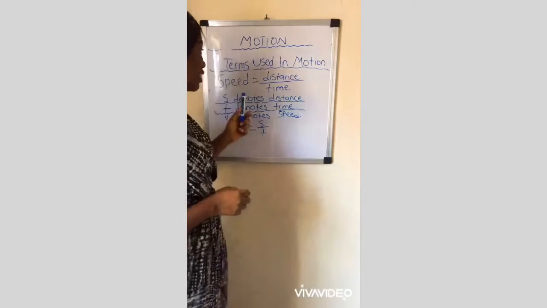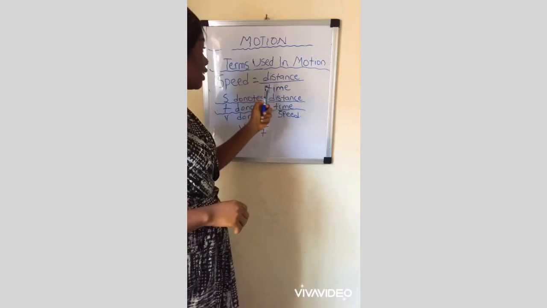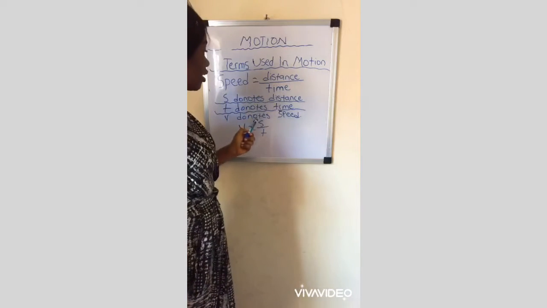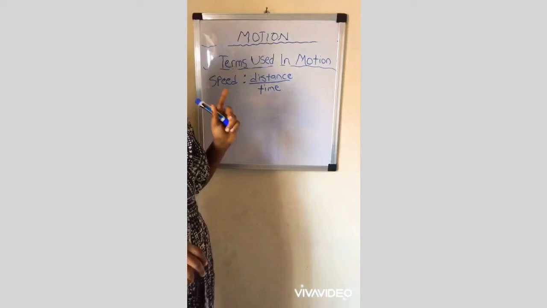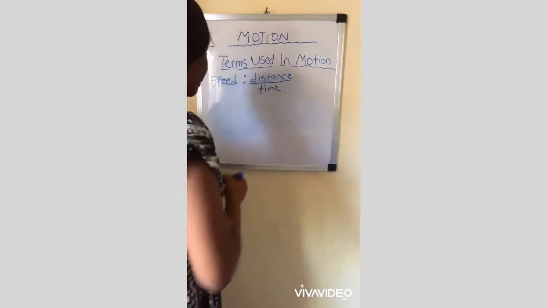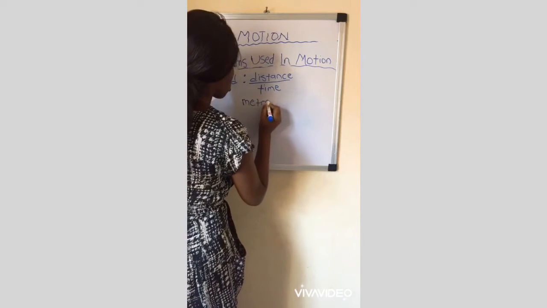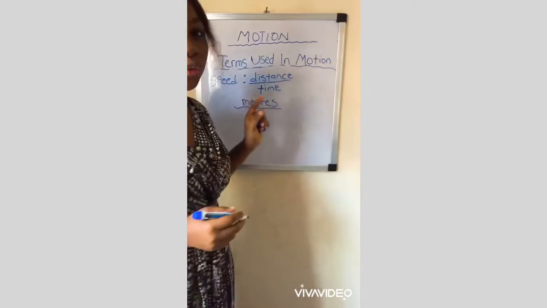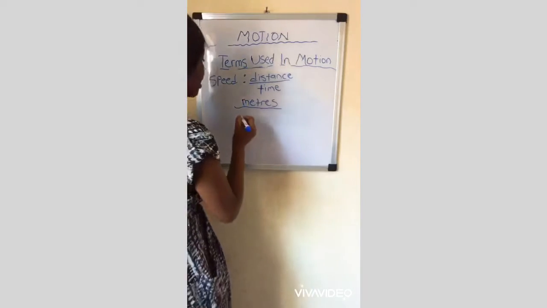So you can also say the speed formula like this. If you don't see it as distance over time, you can also see it as s over t. Just know that s represents distance and t represents time. Distance is measured in meters. That is, the SI unit for distance is meters. And time is measured in seconds. That is, the SI unit for time is seconds.